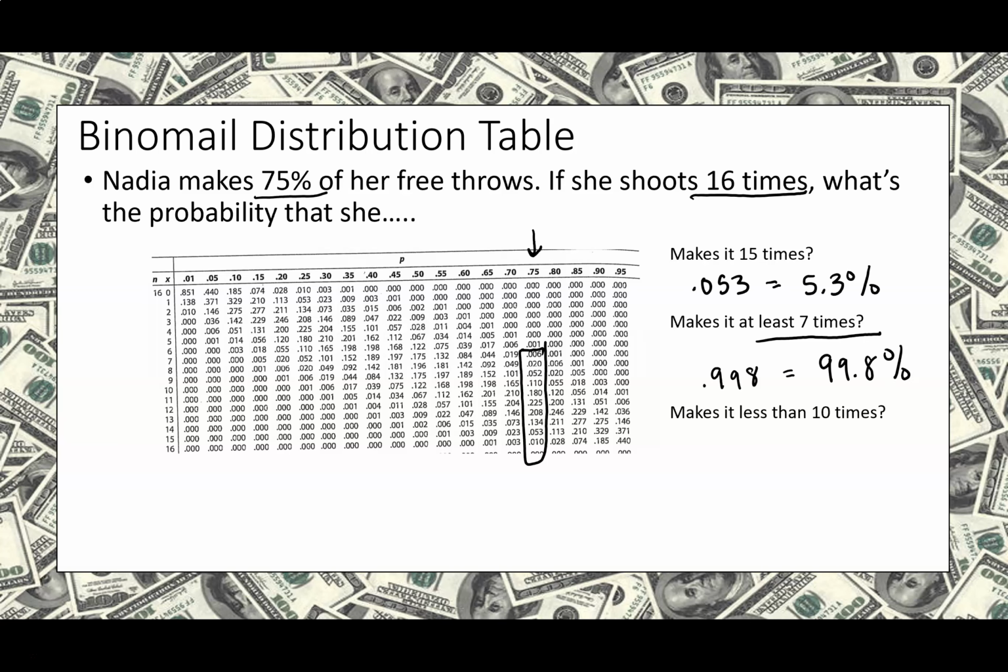And what about if she makes it less than 10 times? So less than 10 times is going to be circling the 9. That's less than 10, so that's 0.052 and up. And that's going to be 0.079 when I add up all those values, which is 7.9%. Okay? All right. We ready to move on? All right.